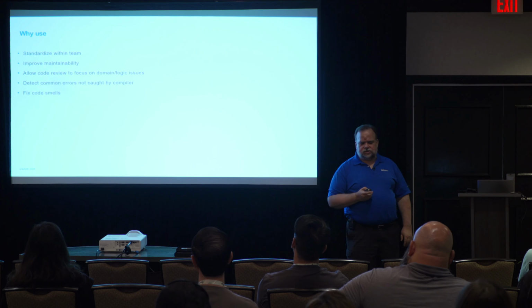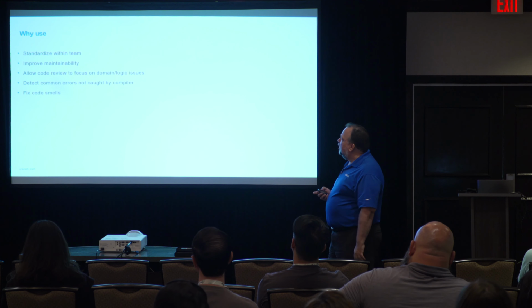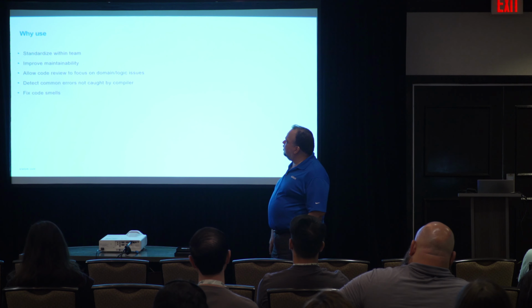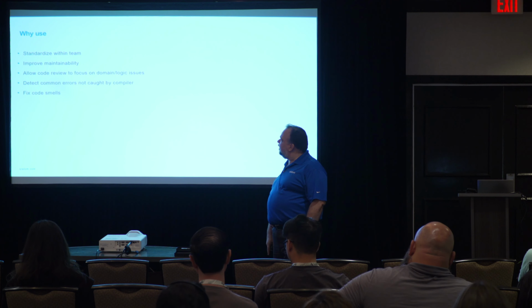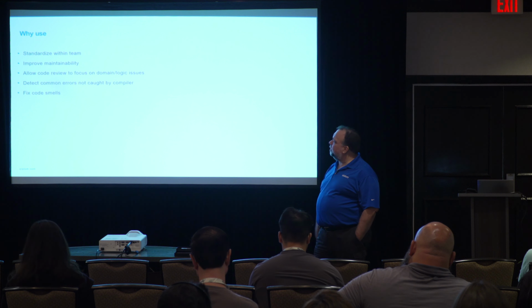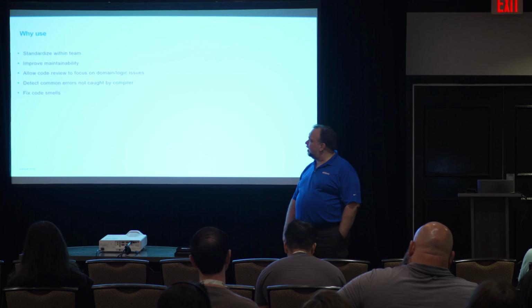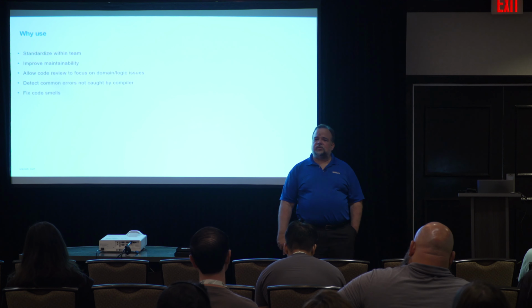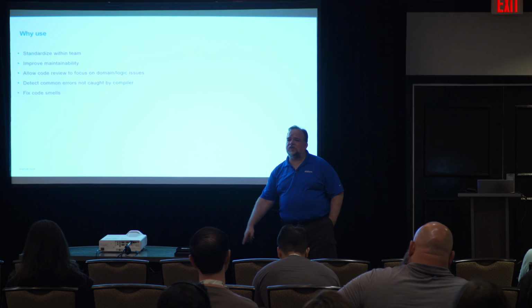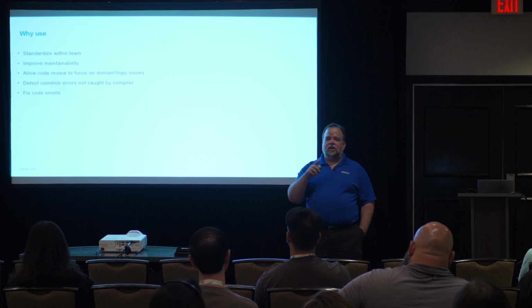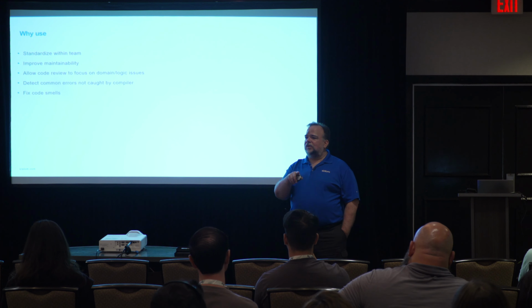So why should we use these? There's lots of reasons. Standardizing within your team, or even if you're an individual, gives you standards that you can repeat and helps improve your maintainability. A lot of code reviews focus on your domain-specific things. Static analysis can detect common errors. Maybe the compiler says, I accept a string. Well, this string is supposed to be a URI, and the string that you're providing me is not a URI.